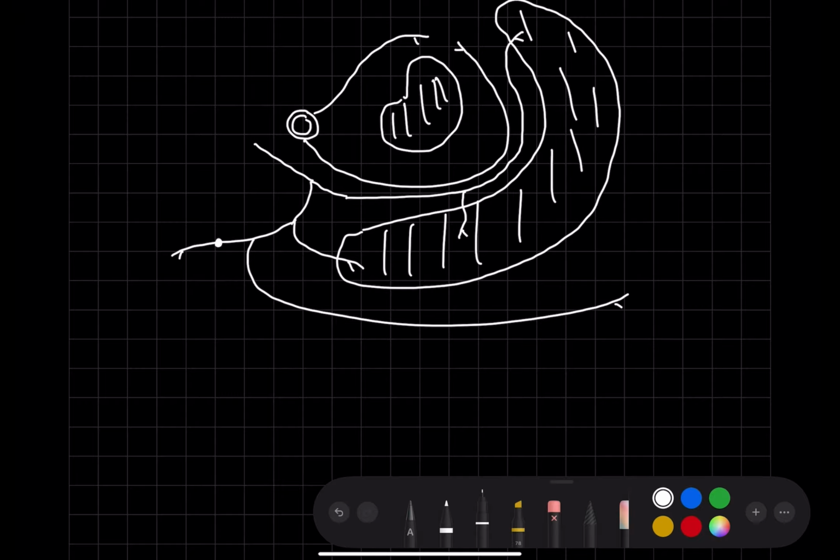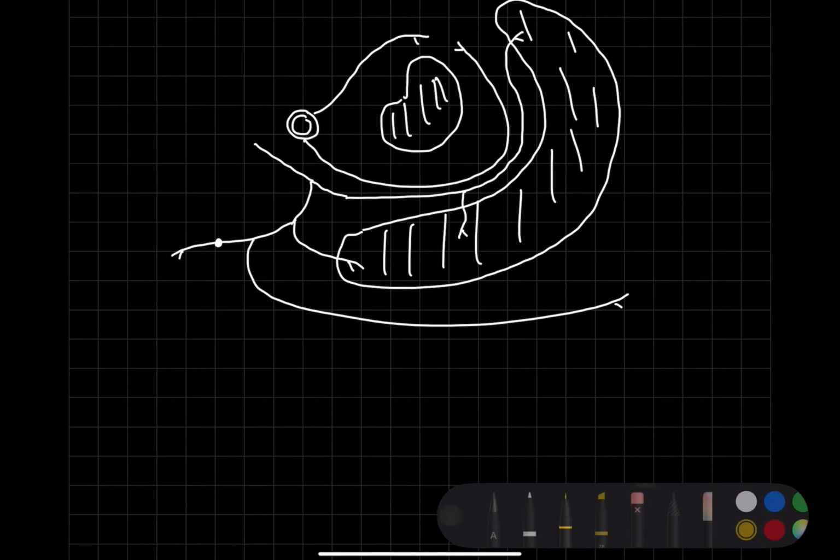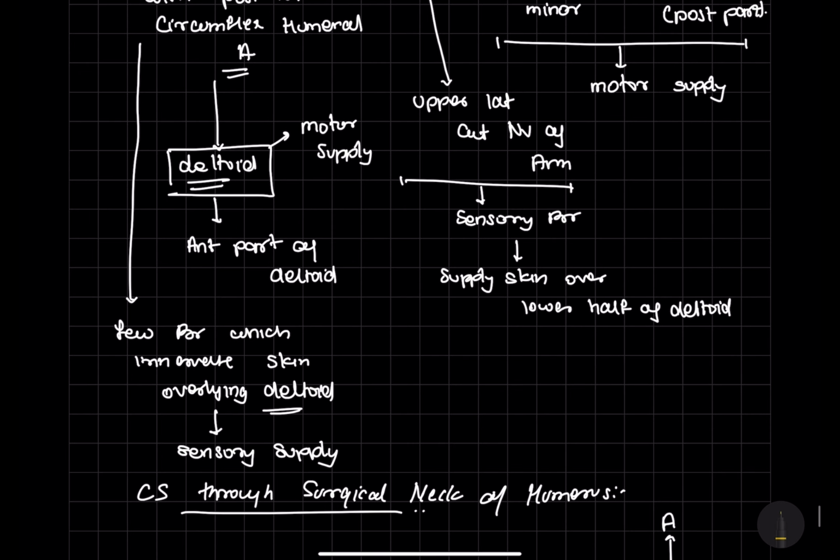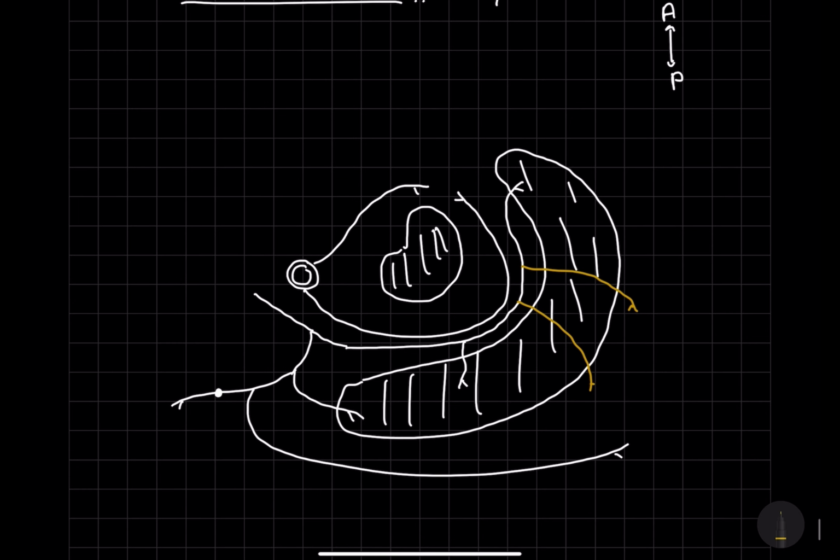From this anterior branch only, some branches come off. What I told you, that from the anterior division a few branches divide and they innervate the skin overlying the deltoid. So these branches will come from the anterior division, and they will supply the skin that is over the deltoid. So this was all about it.